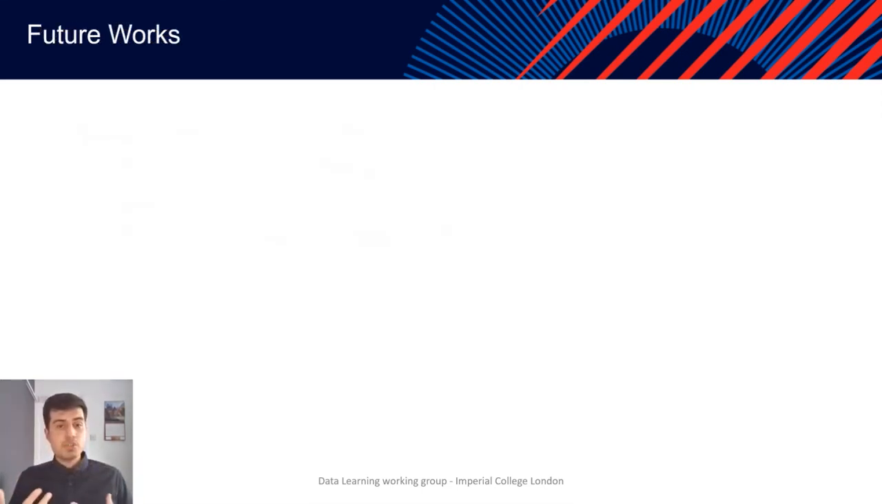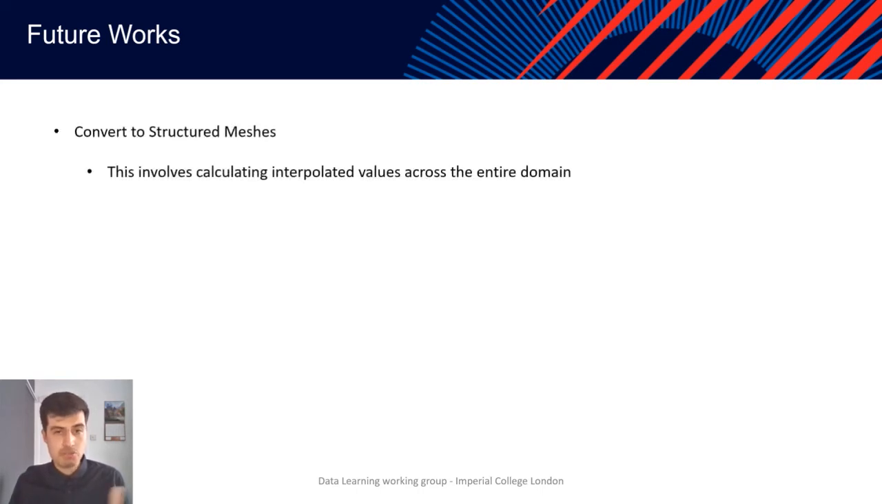So now looking at potential future works. In terms of limitations of our model, we believe that the main issue lies with the use of unstructured meshes along with convolutional layers' interactions with the one-dimensional data arrays. We could begin by converting to a structured mesh. This would involve calculating interpolated values for the new structured mesh edges. From this, we could then actually convert the data arrays into a three-dimensional format.